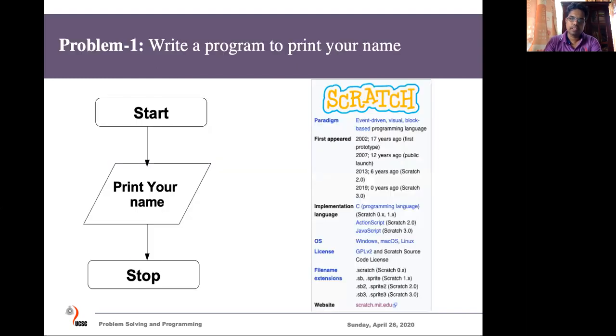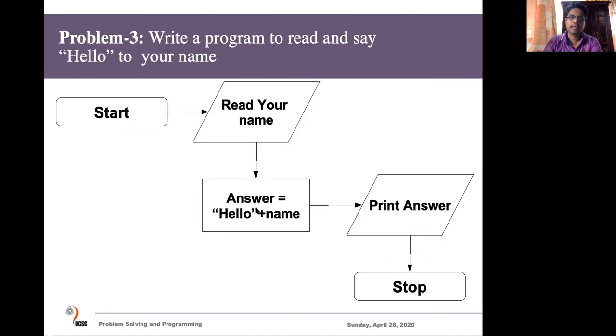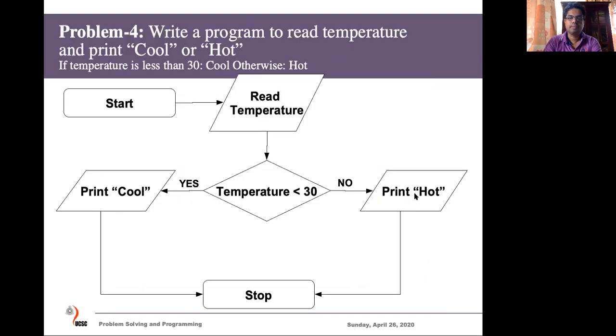So this is our simple first algorithm, that is print our name. It only has start, print, and stop. It's only output. Then we had a program which has input and output both. So it reads the name and prints that name. And then we had input, process, and output. After that we have start, input, condition. Based on the condition, we give 2 different outputs.